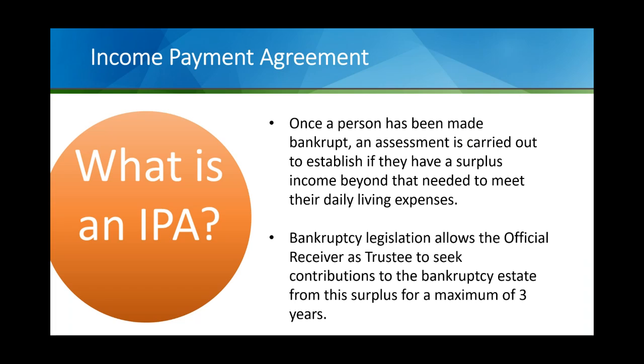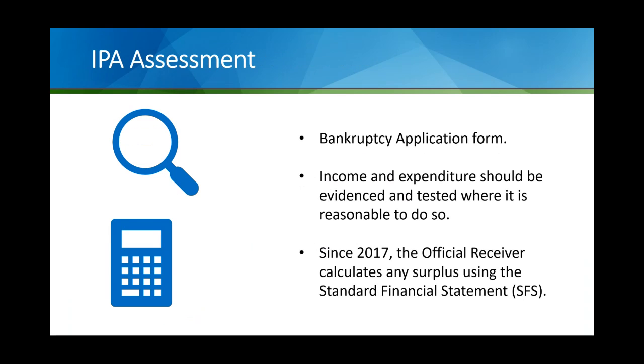So what is an IPA? Once a person has been made bankrupt, an assessment is carried out to establish if they have a surplus income beyond that needed to meet their daily living expenses. Bankruptcy legislation allows the official receiver as trustee to seek contributions to the bankruptcy estate for the surplus for a maximum of 3 years.